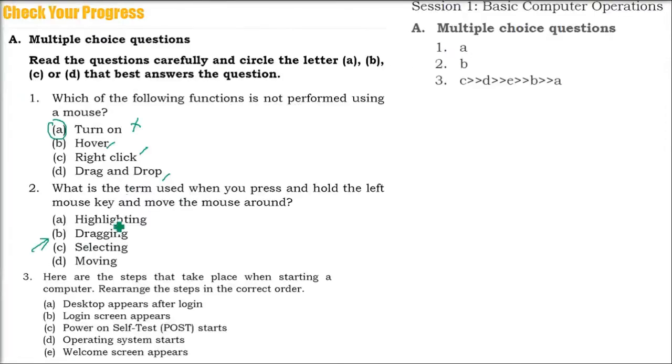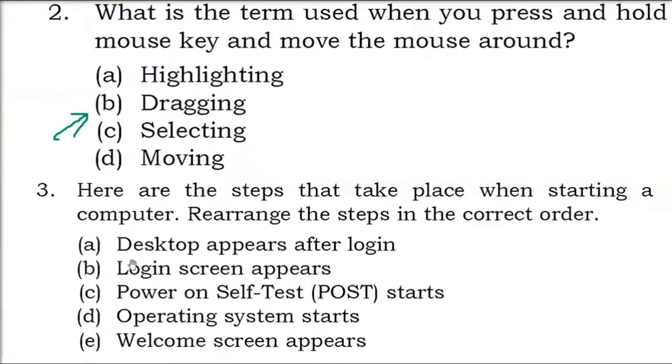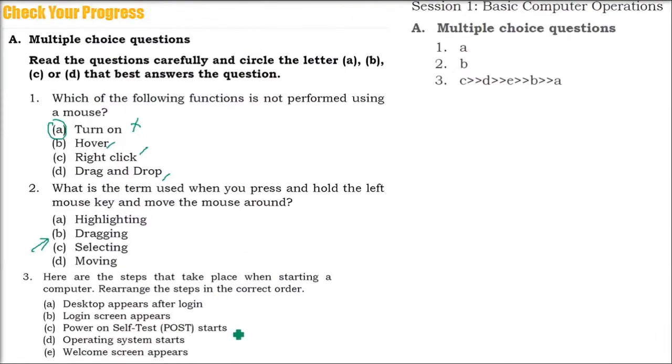And here are the steps that take place when starting a computer. Rearrange the steps in the correct order. So what do you do first? First thing, when you turn on your computer, first will be BIOS, and that will do the power on self-test, POST. So power on self-test will start first. This is the first thing, and I'm indicating this as 1.